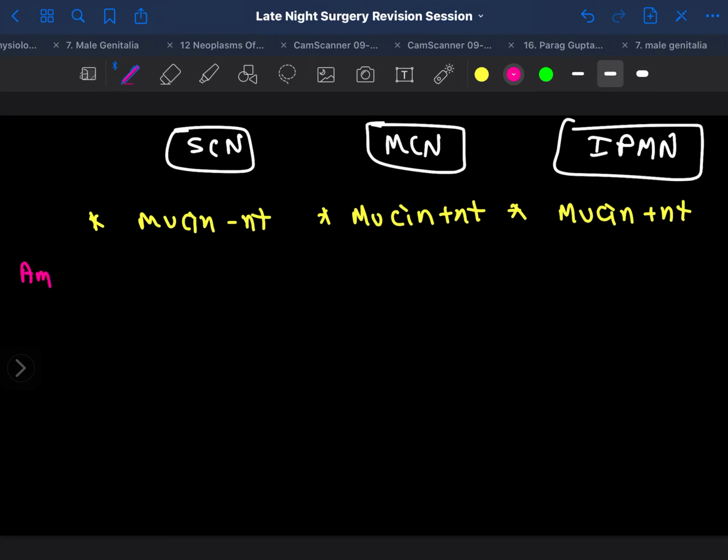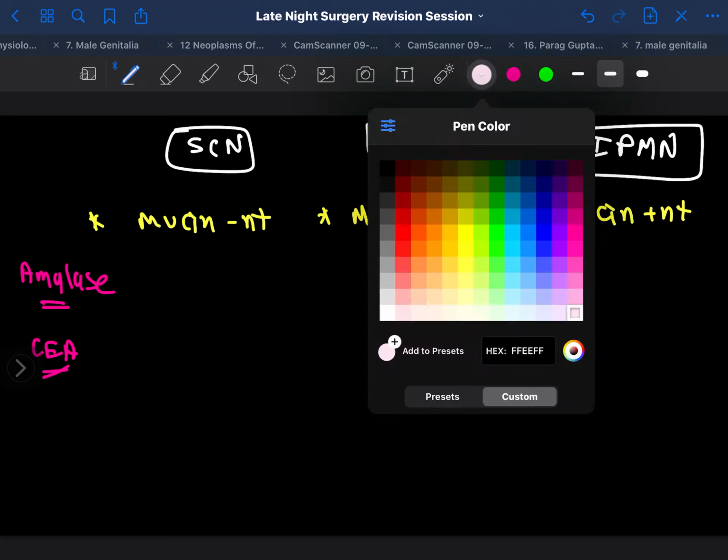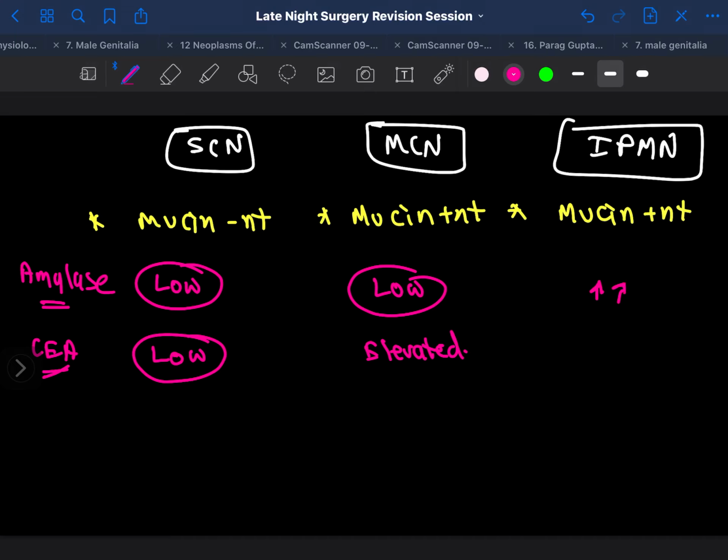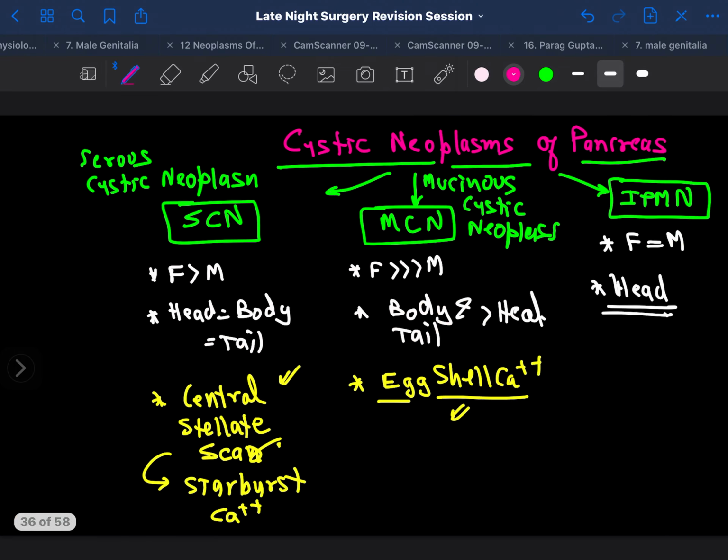Now, next we want to talk about the amylase level and your CEA level. The amylase level is low in the serous cystic neoplasm, and the CEA level is also low in the serous cystic neoplasm. What about the mucinous cystic neoplasm? Here the amylase level is low, but the CEA is elevated. And in the IPMN, both are high. That is, amylase is elevated and your CEA is also elevated. Okay, I hope you get this particular point. This is what you need to remember. Nothing else. Even if you remember this, you will be able to solve most of the questions regarding cystic neoplasms of the pancreas. So I'll just revise it for you guys.